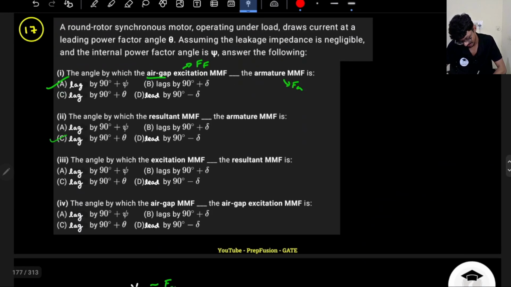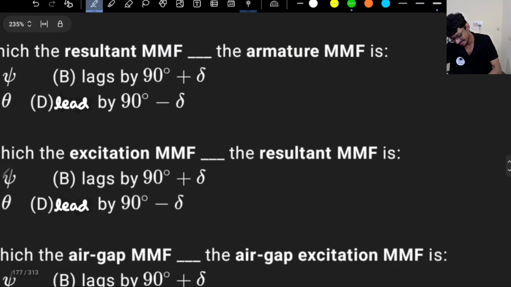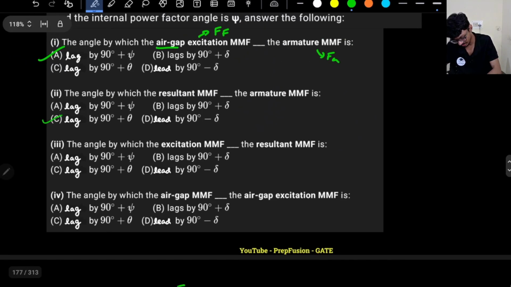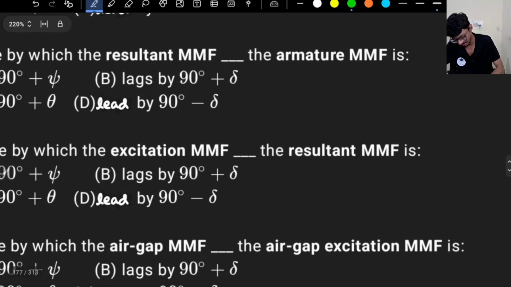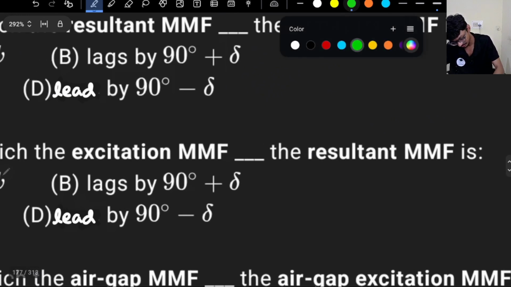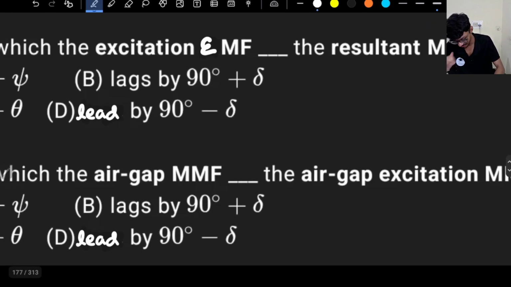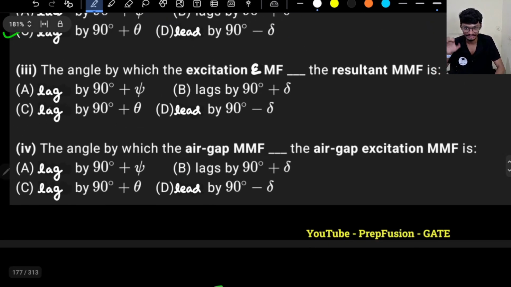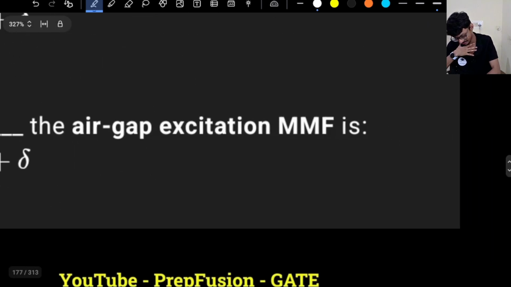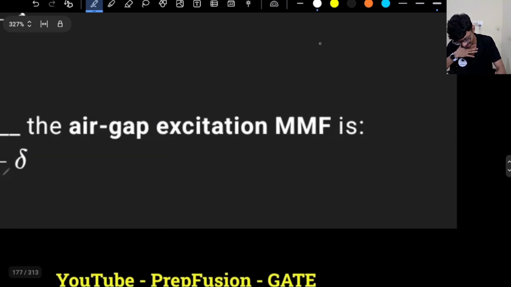The angle between excitation MMF. Okay, a bit of a mistake has happened again. Sorry for it. This will be delta only, but actually they are not asking that. They are actually asking the angle between EMF. Again, sorry for the typo. Whenever just normal excitation is written, it should be EMF. And this also should be EMF. Okay, my bad.